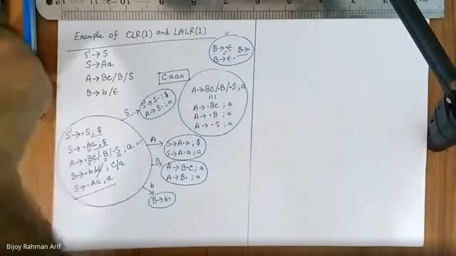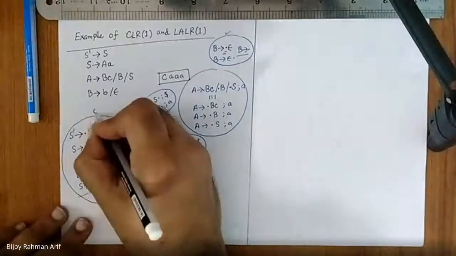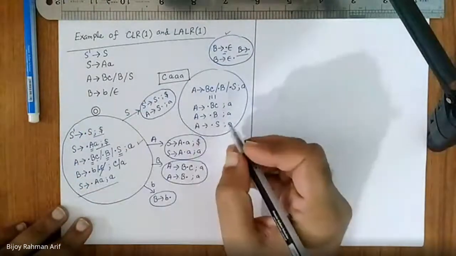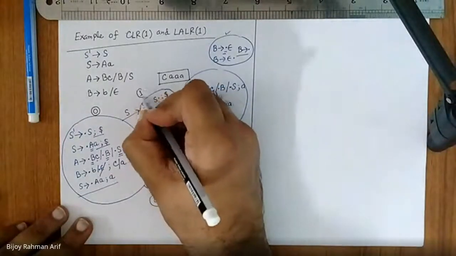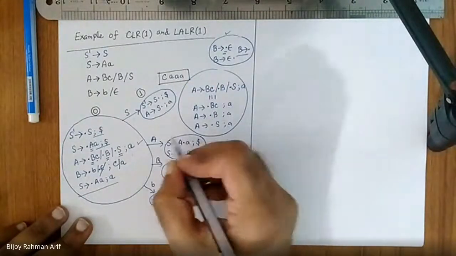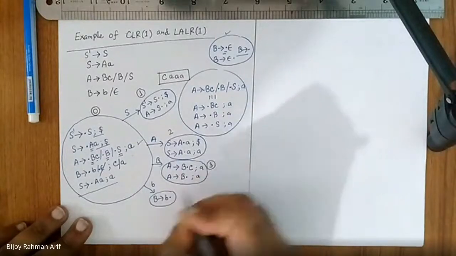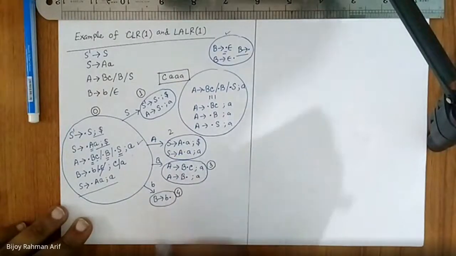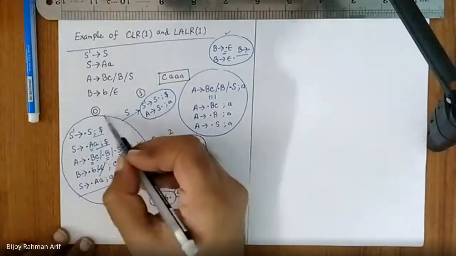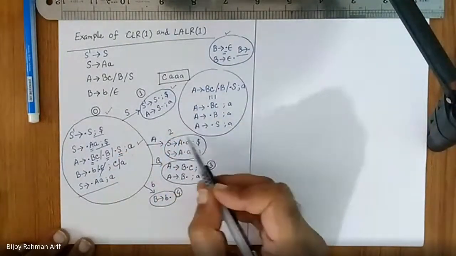All right, so let's number this. This is 0 and it contains a final item. This is 1 and it contains a final item. This is 2, it does not contain a final item. This is 3, it contains a final item. This is 4, it contains a final item. Now move here, it is done. We have done.